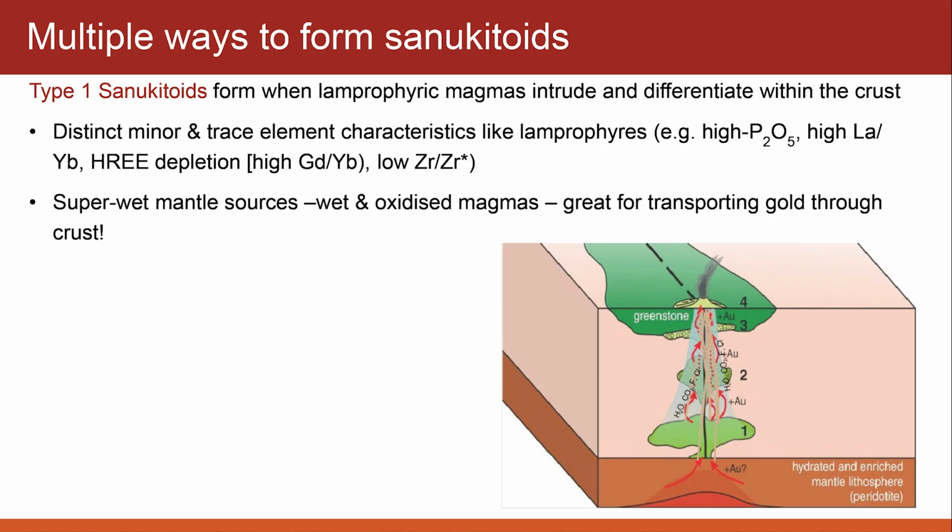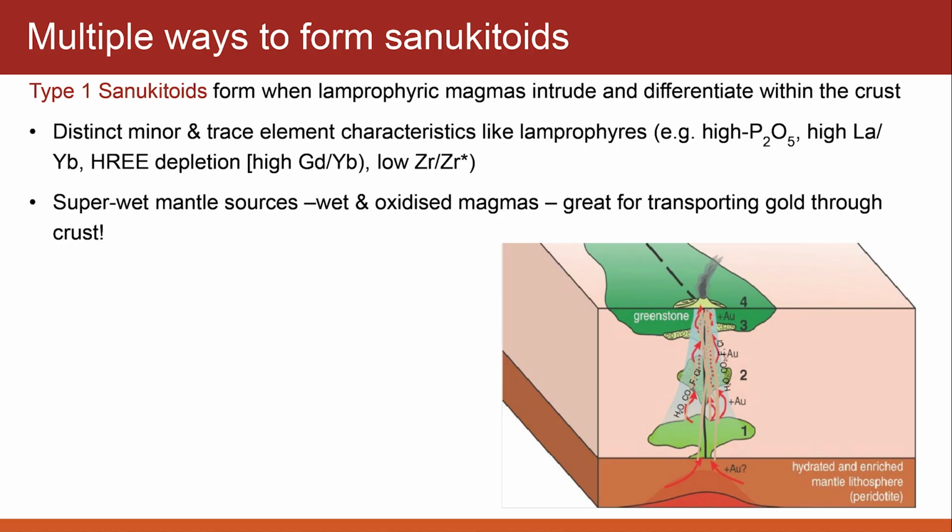So we've got multiple types of sanukitoids, and we think we have multiple ways to form those sanukitoids. So the type 1 sanukitoids we think form when lamprophyric magmas intrude and differentiate within the crust. The type 1 sanukitoids and the lamprophyres have got very similar trace element characteristics and minor element characteristics. They've both got very high phosphorus, very high lanthanum ytterbium. Their trace element patterns look almost identical. They're both strongly heavy rare earth depleted, and both have those very low zirconium anomalies.